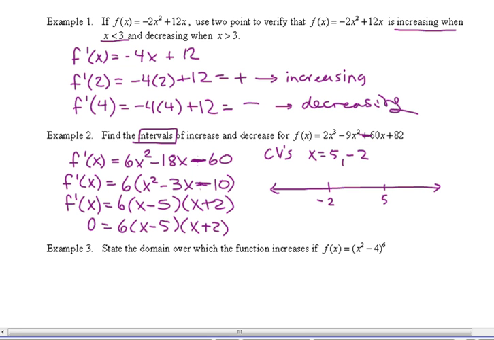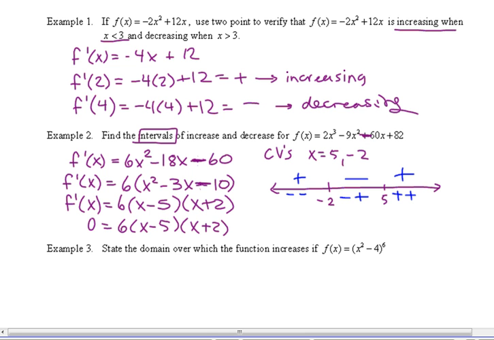So here, let's try a number less than negative 2. Negative 10 minus 5 is a negative, and negative 10 plus 2 is a negative. So two negatives, positive. Then I try 0. 0 minus 5 is negative, 0 plus 2 is positive. That'll give me a negative. And then greater than 5, so 10 maybe. Positive and positive give you a positive.